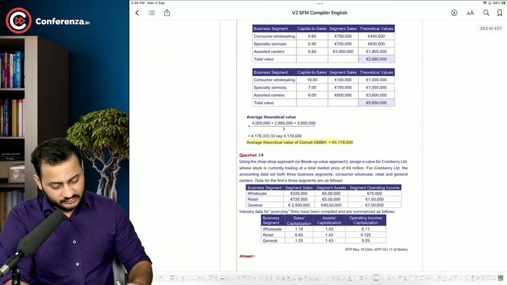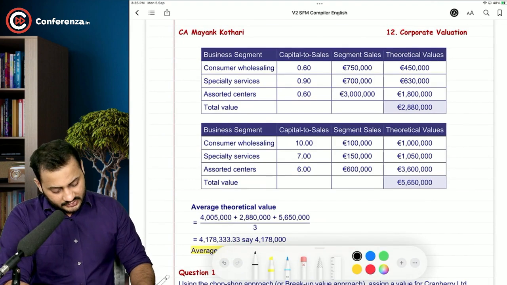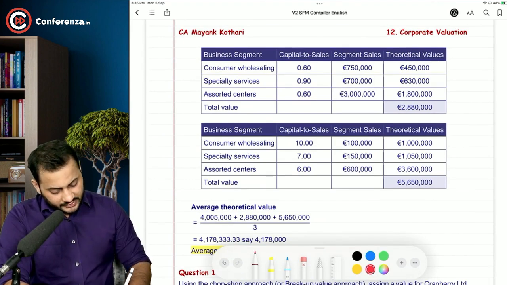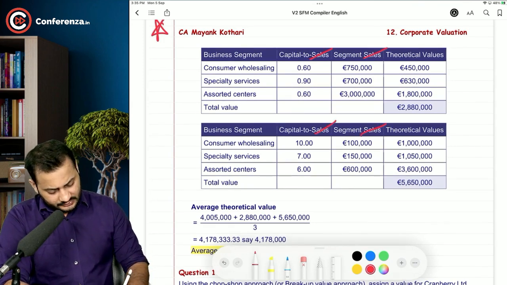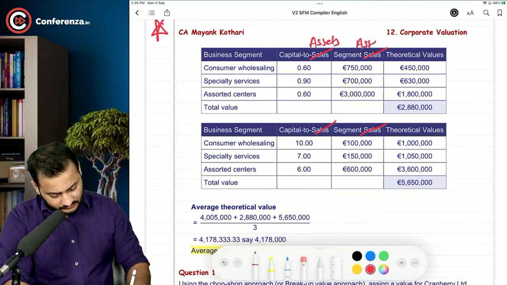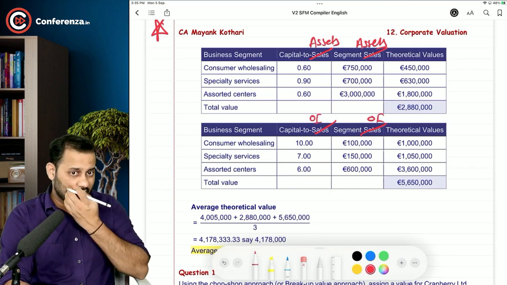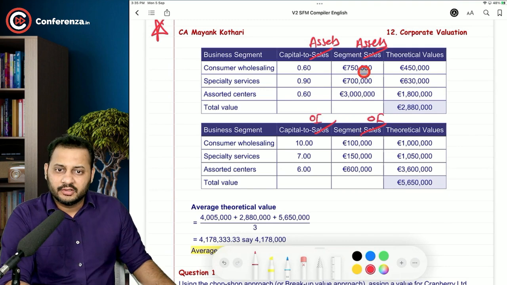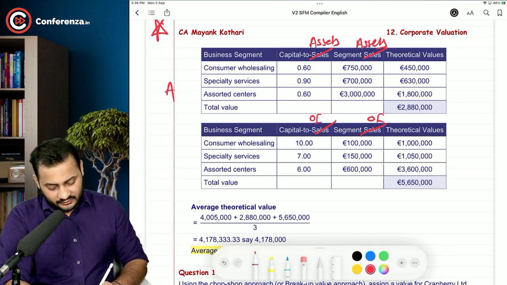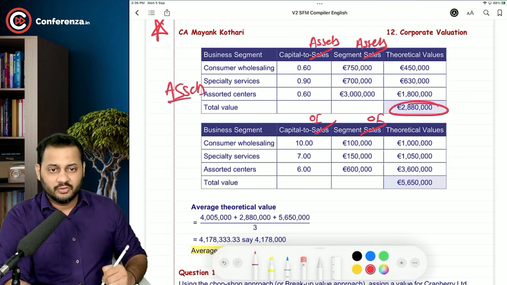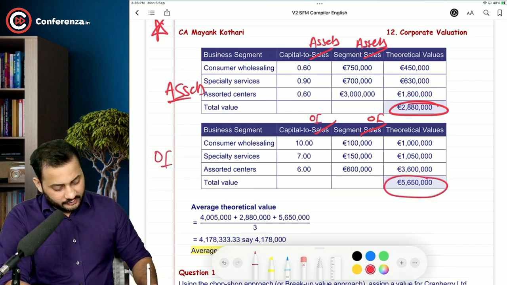So let's calculate now. On the second part, there is one correction you need to make. It should be segment assets. This is segment capital to operating income and operating income. Please make that correction. I will do it in the next version. So this is capital to sales ratio. This is the capital to assets ratio. This is segment assets, and this is the value according to assets. This is the company's value according to asset. According to operating income, this is the company's value.